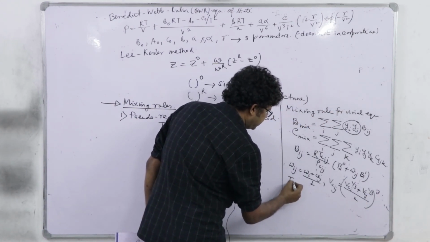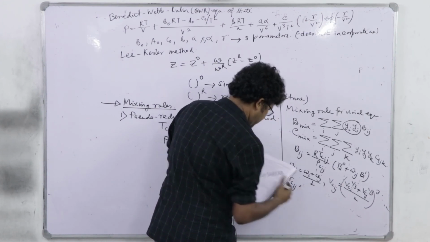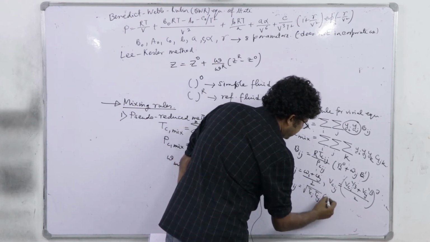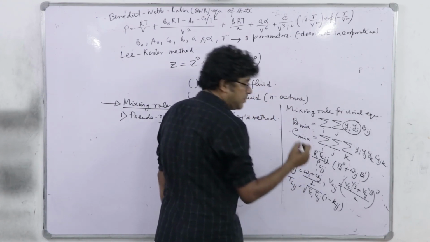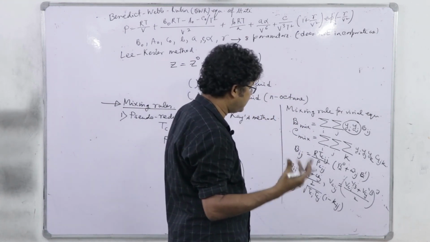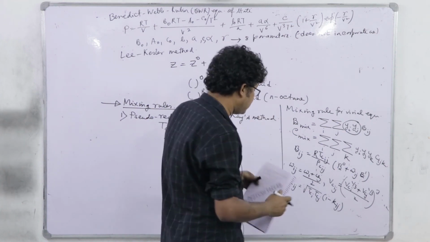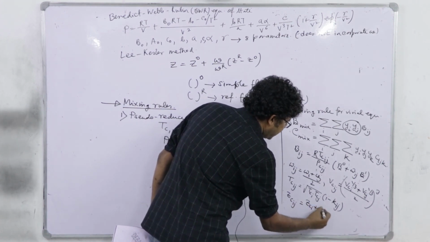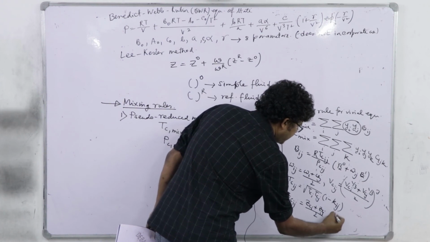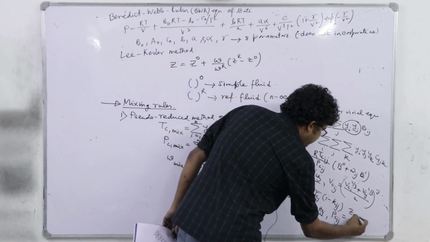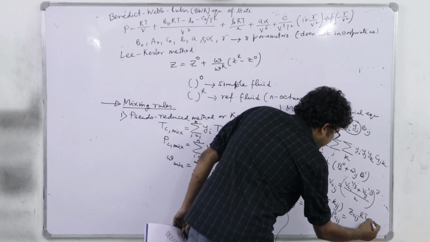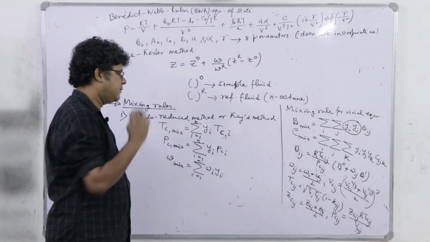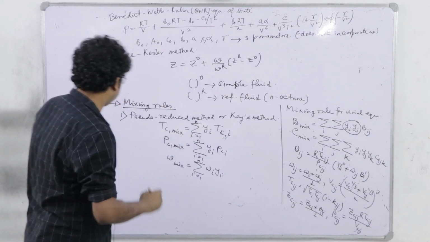Then you see this Tcij is under root of Tci into Tcj into (1 minus Kij), this binary interaction parameter, and in the absence of that value, the adjustable binary interaction parameter, we can consider the value to be equal to 0. Now, Zcij is equal to (Zci plus Zcj) divided by 2 and Pcij is equal to Zcij R Tcij divided by Vcij. So, that was the mixing rule and the method of finding this second virial coefficient.